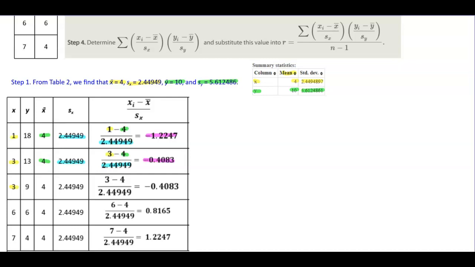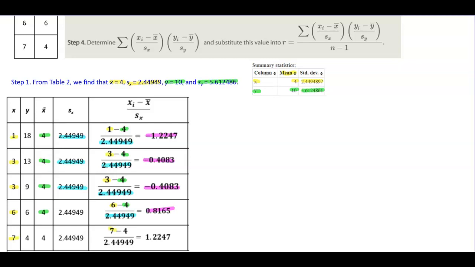Likewise, we're going to take the next data value, which is 3, and then subtract the sample mean of 4, divided by the sample standard deviation of 2.44949 to give us negative 0.4083. Next data value is 6, and then we subtract the sample mean of 4, and then divide that by 2.44949 to give us 0.8165.